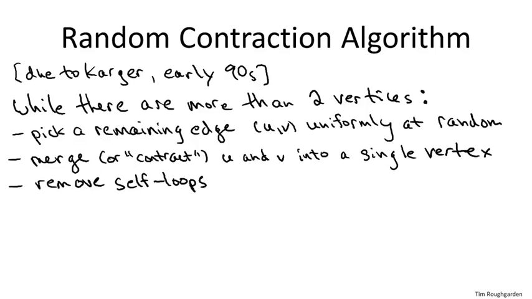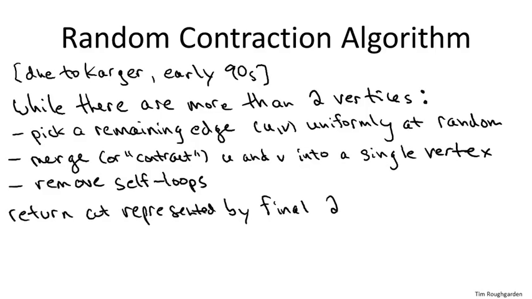Each iteration decreases the number of vertices that remain. We start with n vertices, we end up with 2. So after n minus 2 iterations, that's when we stop, and at that point we return the cut represented by those 2 final vertices. You might well be wondering what I mean by the cut represented by the final 2 vertices, but I think that will become clear in the examples, which I'll proceed to now.